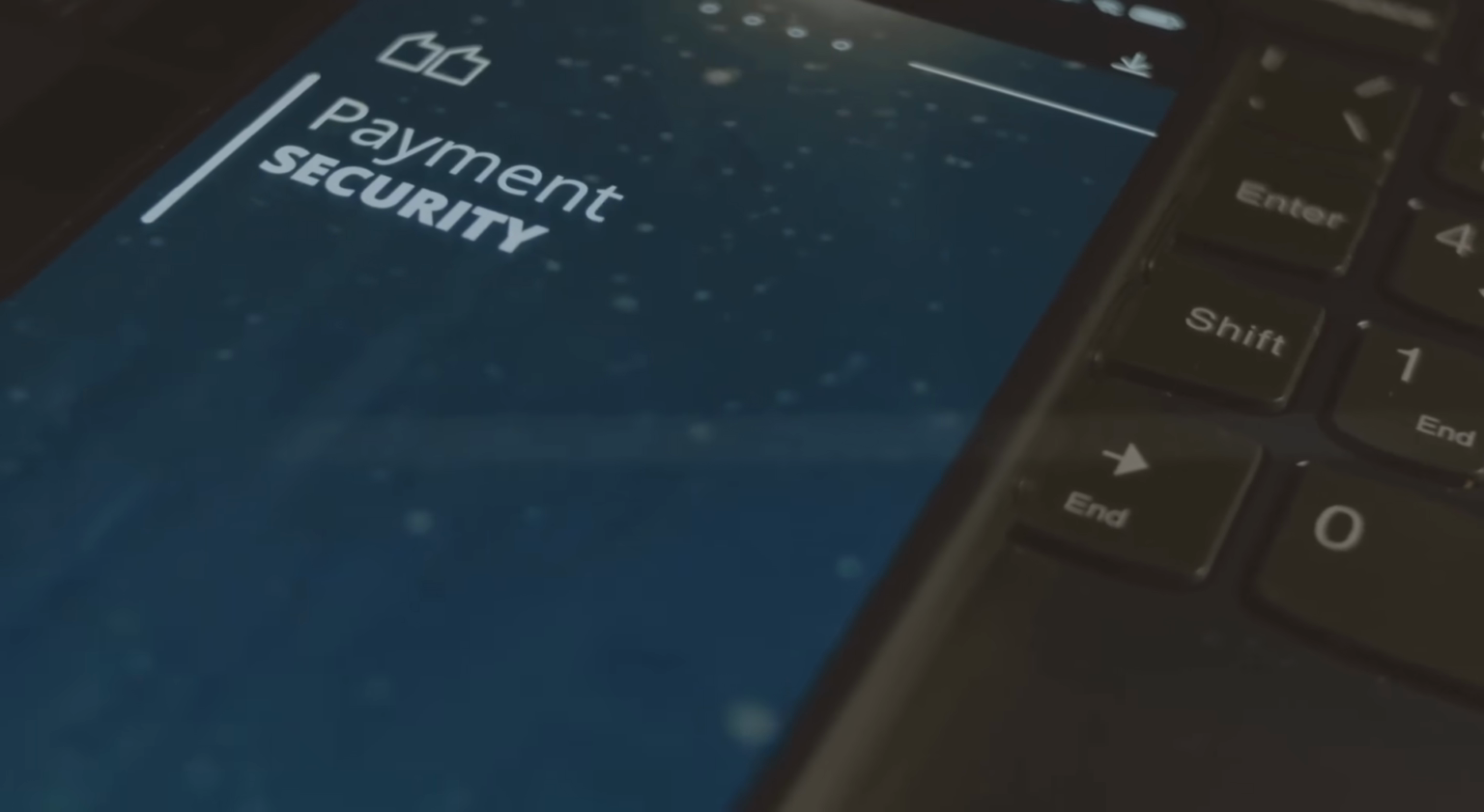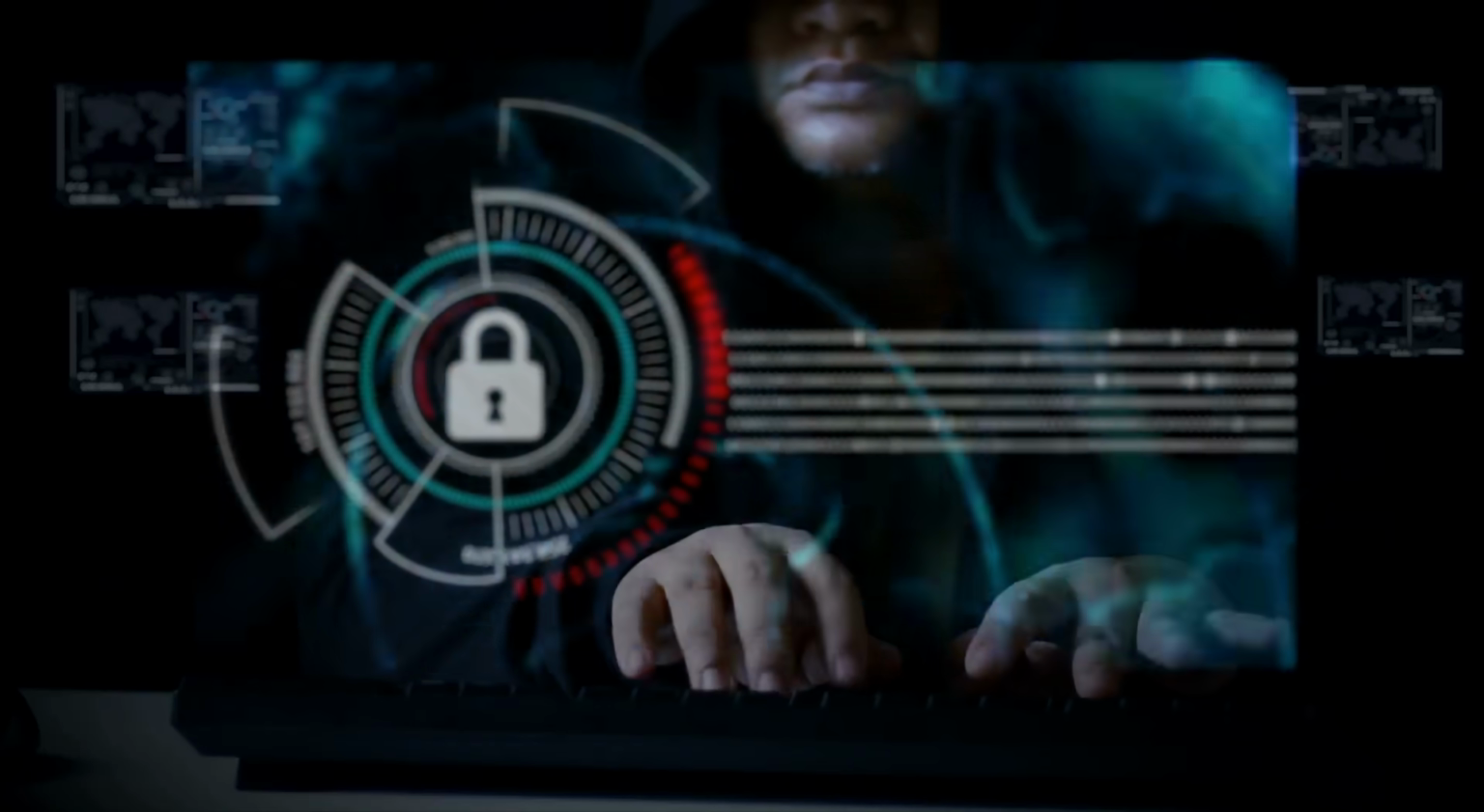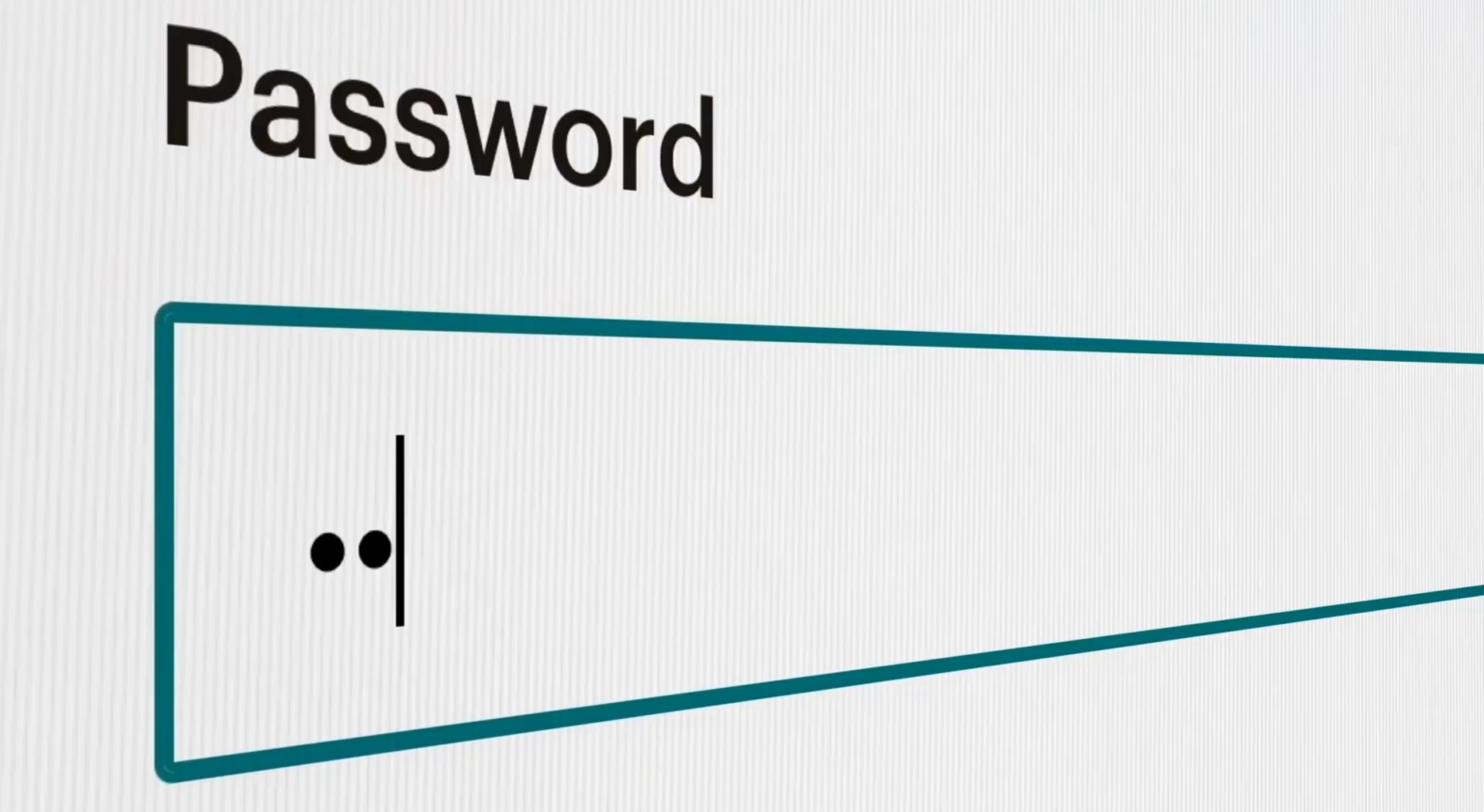Are you worried about falling victim to cyber attacks? In today's digital age, it's more important than ever to protect yourself online. To safeguard your personal information and maintain your privacy, follow these best practices.